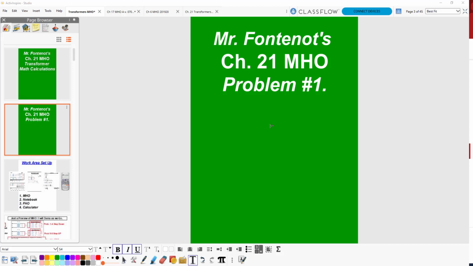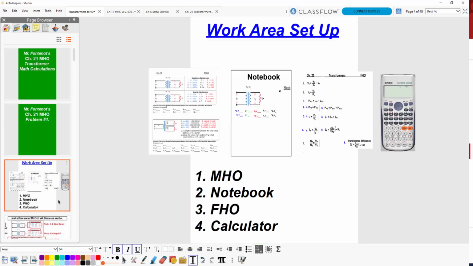Fontenot, and in this video we're going to be going over the calculations for the Chapter 21 math handout, which is for transformers, and we're going to do problem number 1. And we need our work area set up like this with our math handout, notebook, formula sheet, and our calculator.